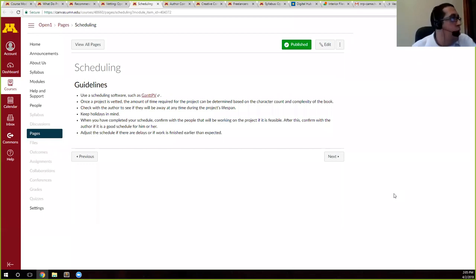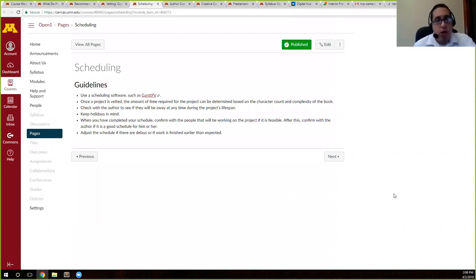Tim has just kindly linked to the scheduling module. As you can see, it's very small because scheduling is something that you sort of have to automatically do. If you have something like Gantt PV or some kind of scheduling software that you're familiar with, that makes things a whole lot easier.